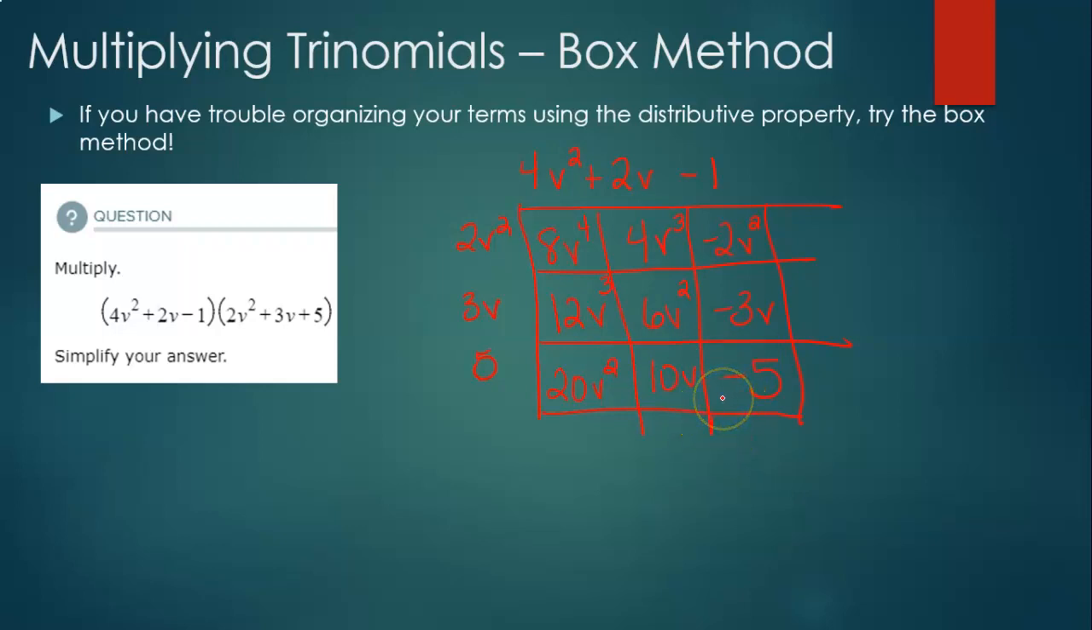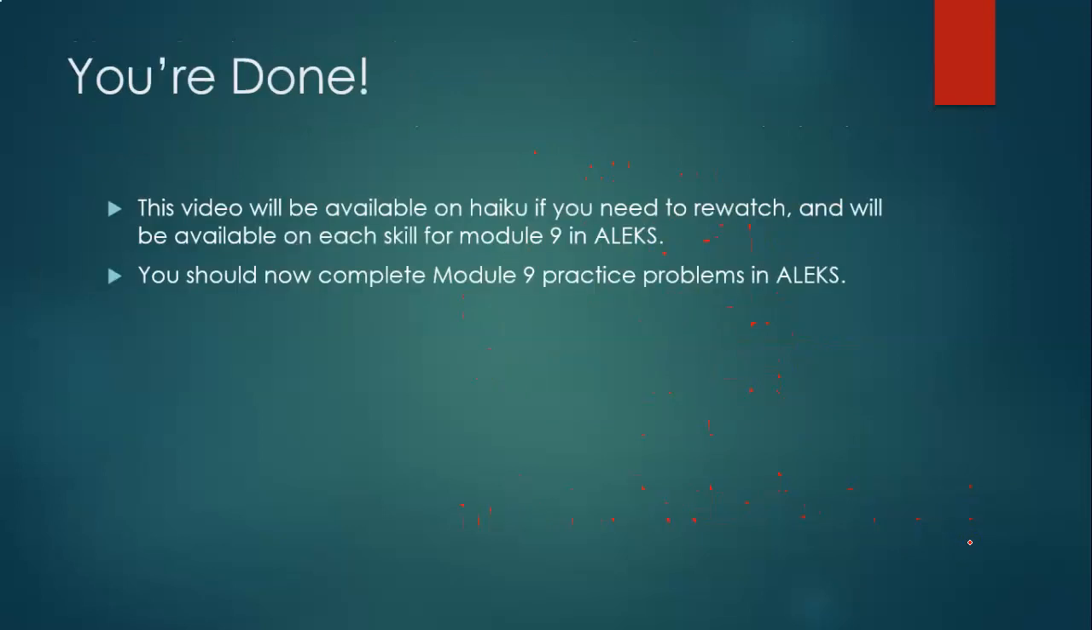Again, your like terms should be along the diagonal. If they're not, you know you've done something wrong. So that means this is the only term like that, so I don't need to worry about combining like terms there. For this one, 12 and 4 make 16v to the 3rd. Along the diagonal here, 20 plus 6 minus 2, 20 plus 6 is 26, minus 2 is 24, so that's 24v squared. That takes care of all those. 10v minus 3v is 7v, so that takes care of all those, and we just bring down the -5.